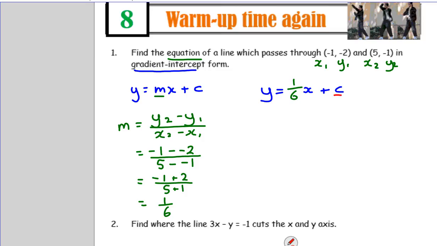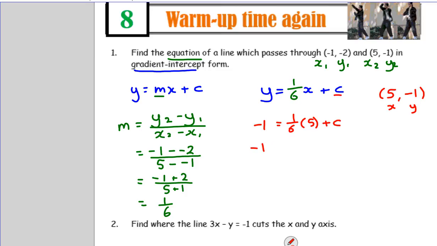Now we need to work out what our c is going to be. To do that, we need to choose either the first coordinate, -1, -2, or the second coordinate to sub in. Maybe I'll choose the second one because it looks a bit easier: 5, -1. So that's your x and your y. So -1 equals 1/6 times 5, plus c. We're going to solve for c.